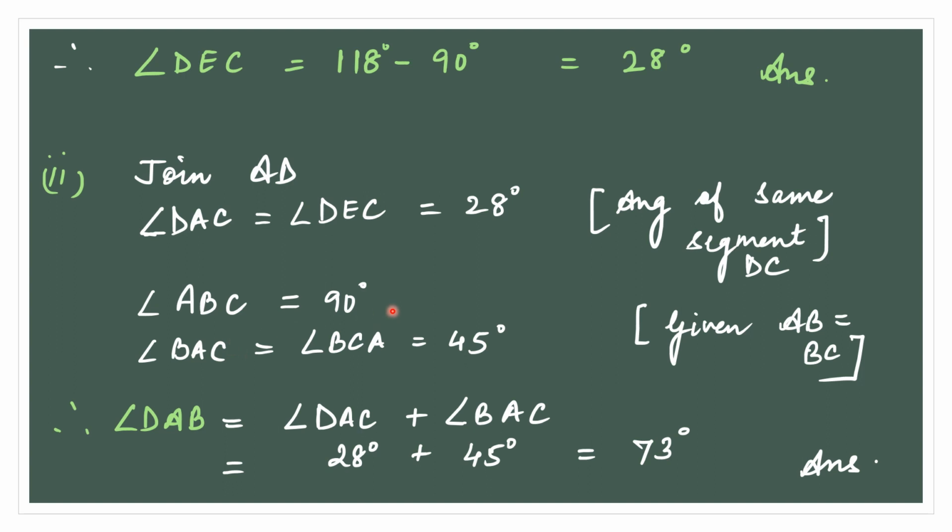Angle ABC is 90 degree. So BAC is equal to BCA is equal to 45 degree. It is already given because both the sides of the triangle are equal. Okay, so angle DAB is equal to angle DAC plus BAC, which is 28 degree plus 45 degree, which we have found out from above. This DAC is 28 degree, and then the answer comes as 28 degree plus 45 degree is equal to 73 degree. Okay, children.